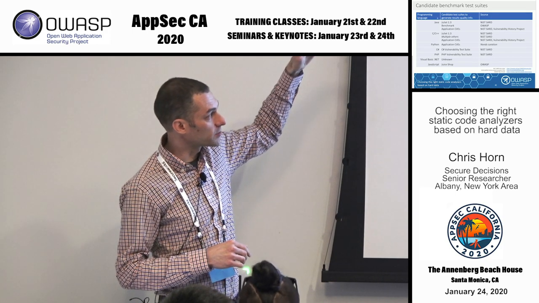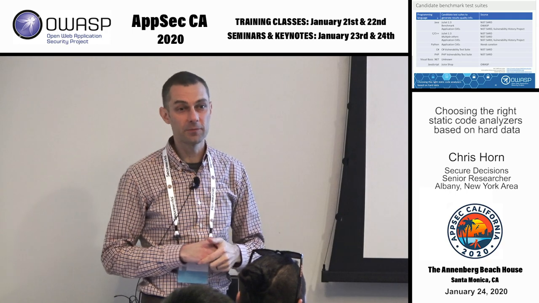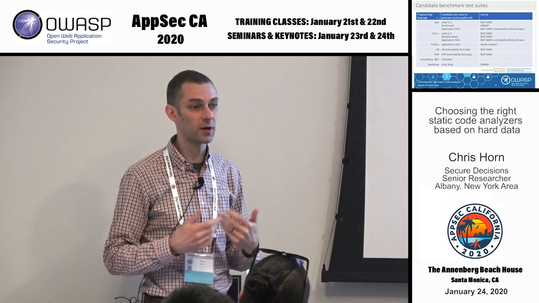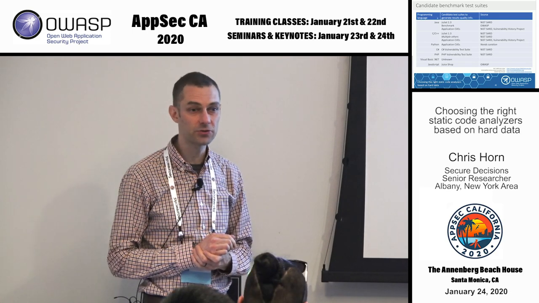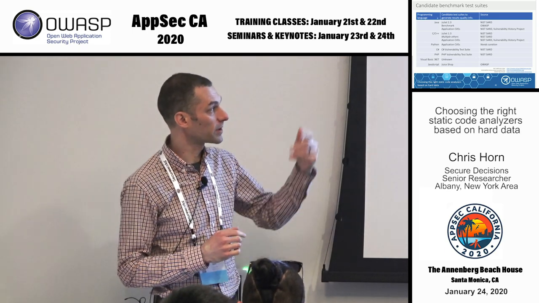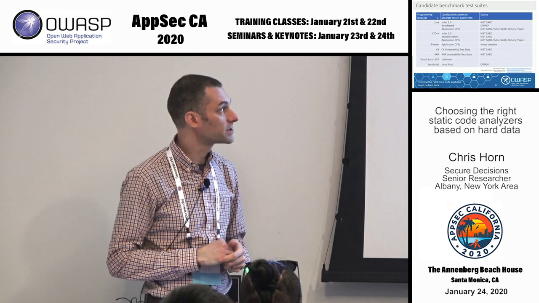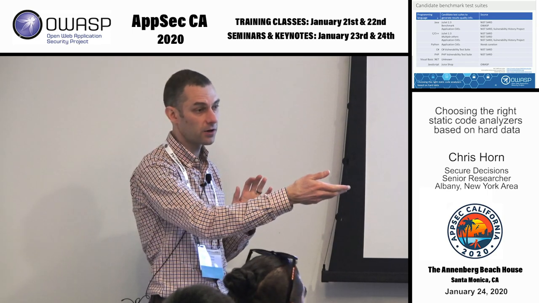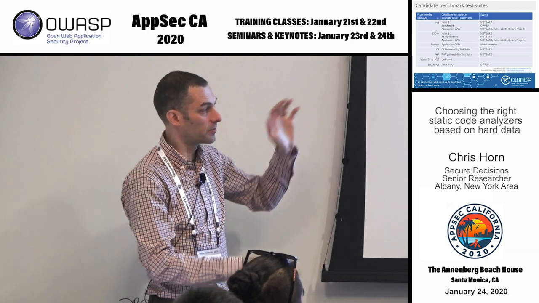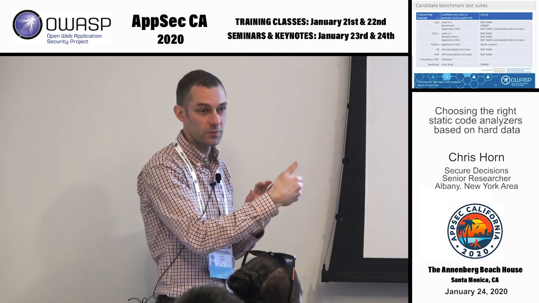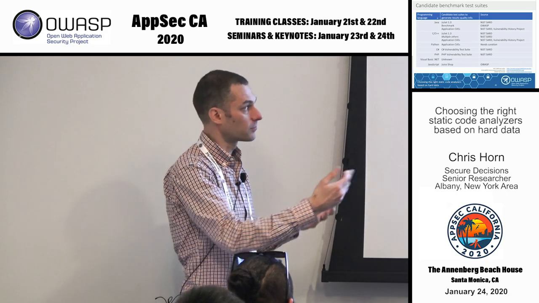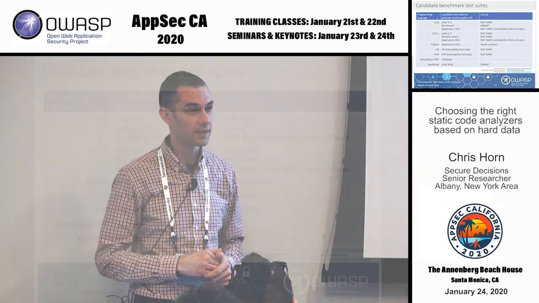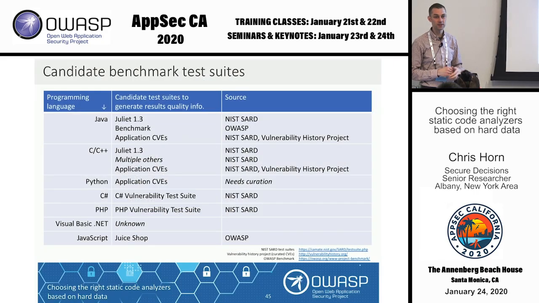And so one of the other things we're looking at is application CVEs, so the common vulnerabilities and exposures. Those are publicly disclosed vulnerabilities, usually in open source software, which is what we can get our hands on. That's where you've got a real vulnerability that existed in a real code base. We know where it is, right? And then you can scan that application with an analyzer and see which of the weaknesses it can detect.